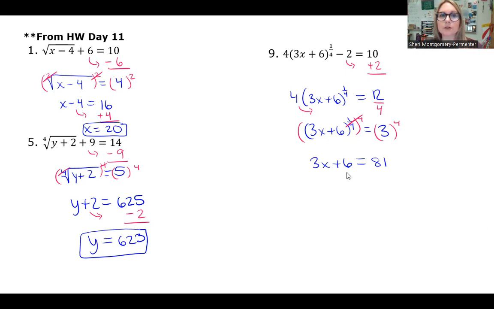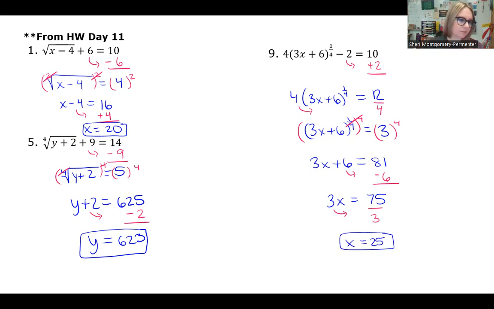From here, this is a 2-step equation. What do I take care of first? Subtract 6. Very good. So on the left, we have 3x is equal to, what's 81 minus 6? 75. My last step was the inverse of multiply by 3. Divide by 3. What's 75 divided by 3? 25. Beautiful. You guys are so smart. That's it. It is really easy.